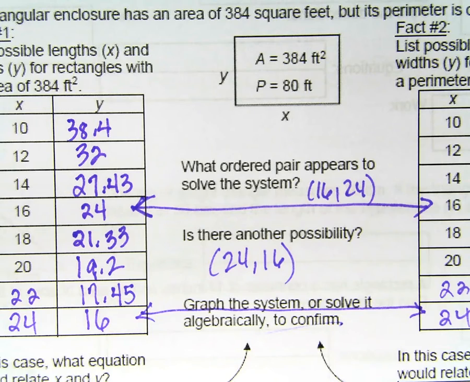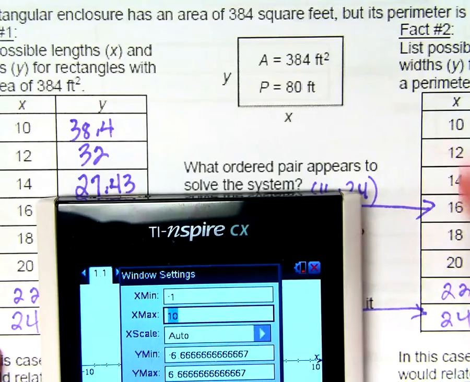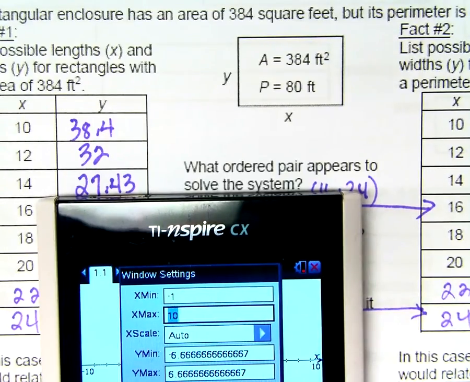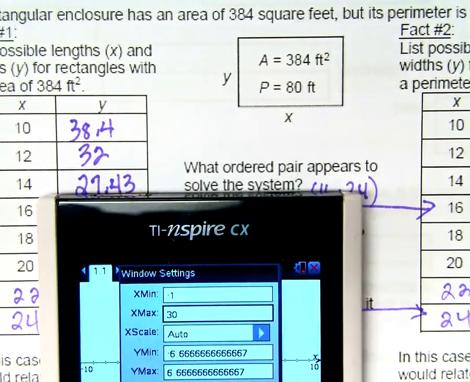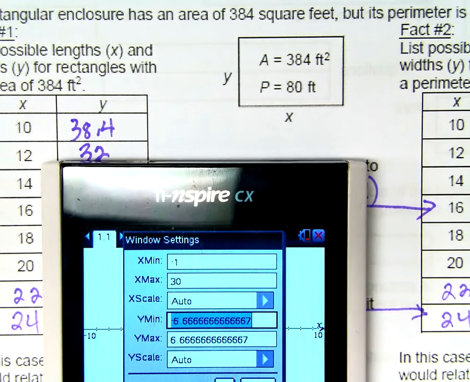So do we need anything negative? No. I'm going to start at negative 1 though so I can see my axis. Okay? How high do I need to go? 30? Okay. We'll talk about it in a minute.